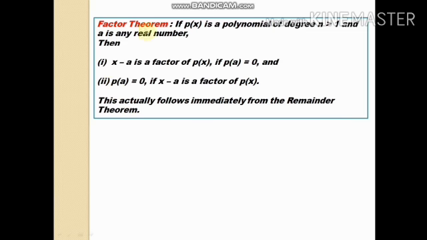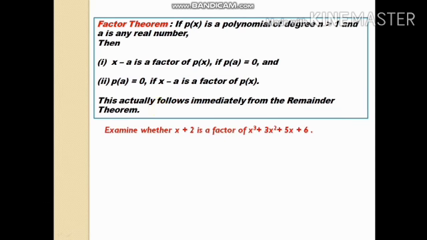Let's see the factor theorem also. If p(x) is a polynomial of degree n greater than 1 and a is any real number, then x - a is a factor of p(x) if p(a) = 0. It means when the remainder equals 0, then the particular divisor is a factor of the given polynomial. And in the second part, p(a) = 0 if x - a is a factor of p(x). This actually follows immediately from the remainder theorem.